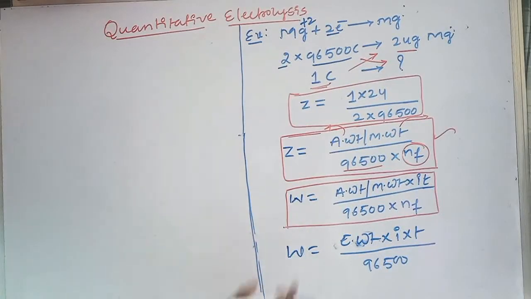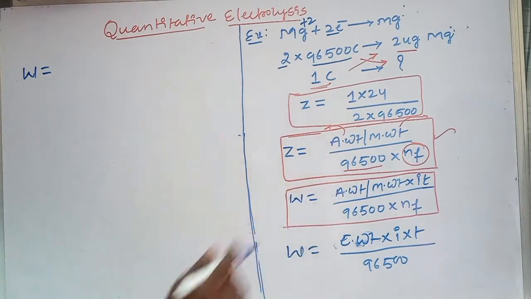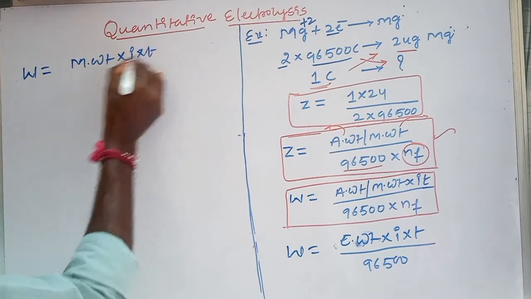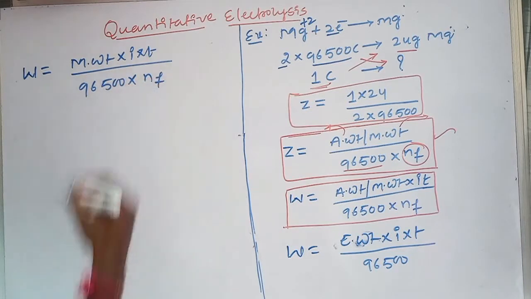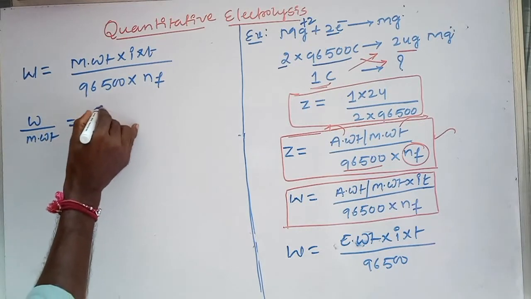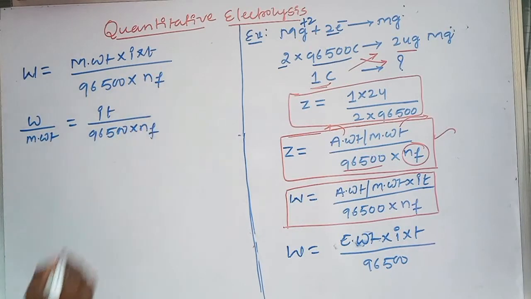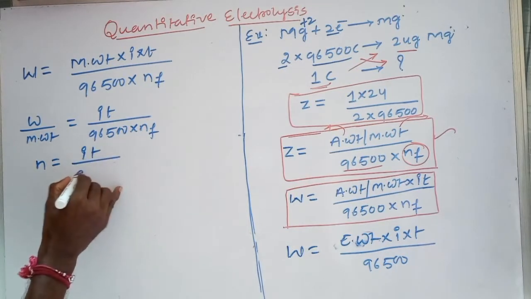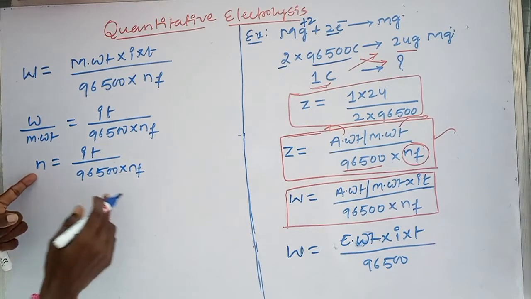Okay, now see here, from this I am going to take this equation. Weight equal to molecular weight into I into T by 96,500 into n factor. From that, weight by molecular weight equal to I into T by 96,500 into n factor. Then weight by molecular weight, we can write number of moles, I into T by 96,500 into n factor. So what is the relation between number of moles and n factor?